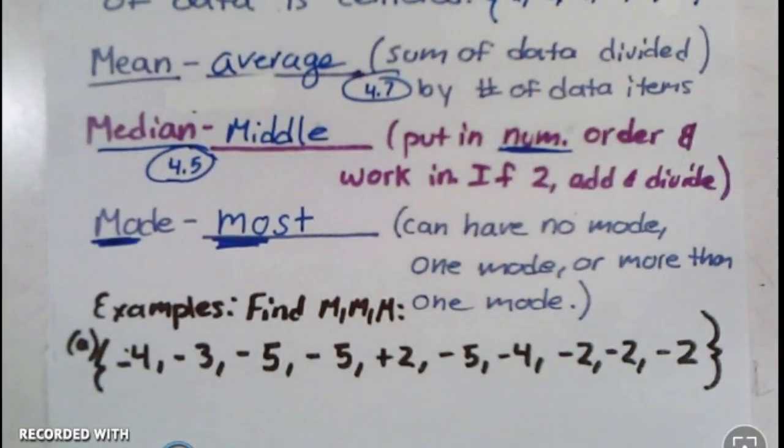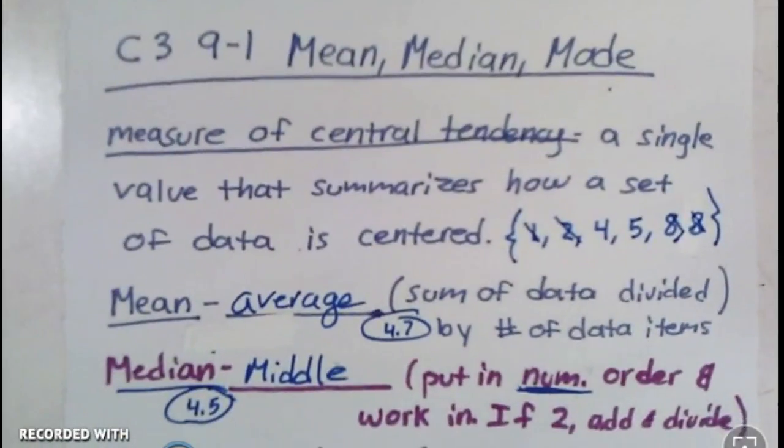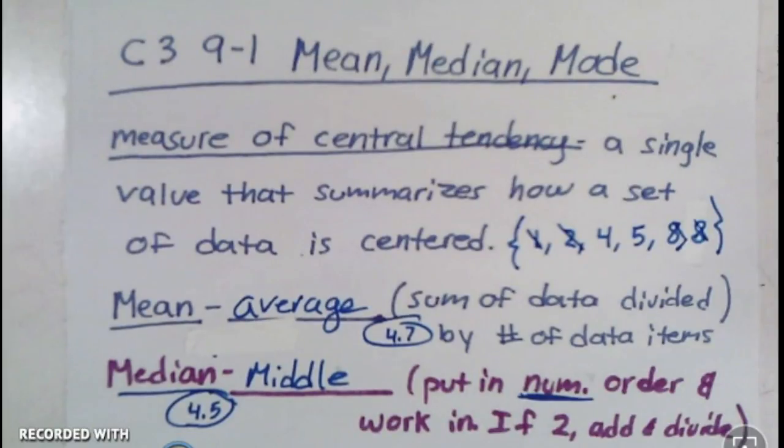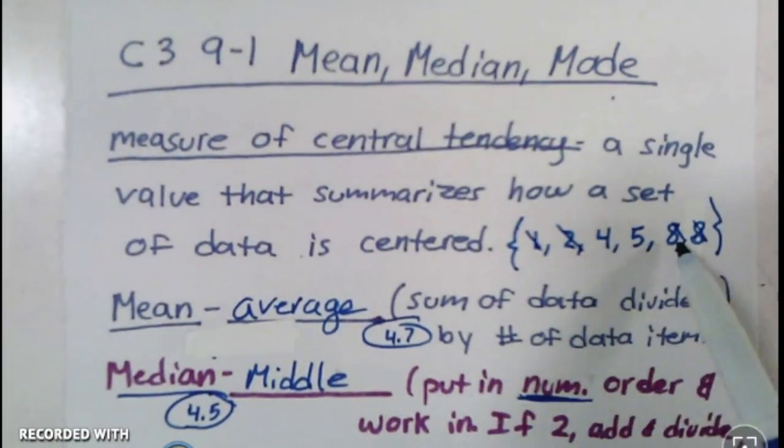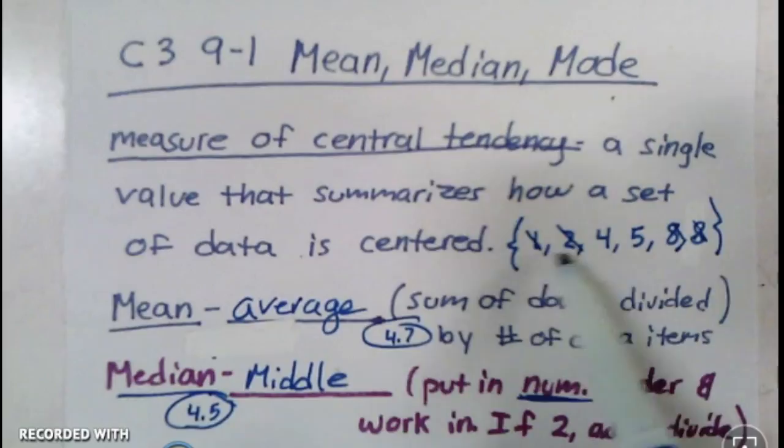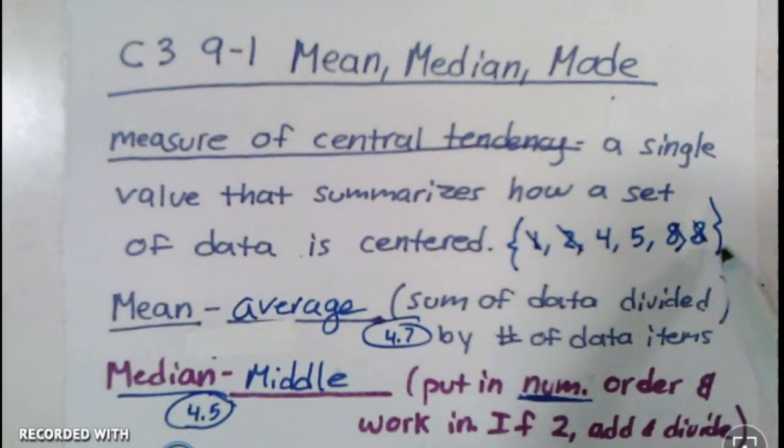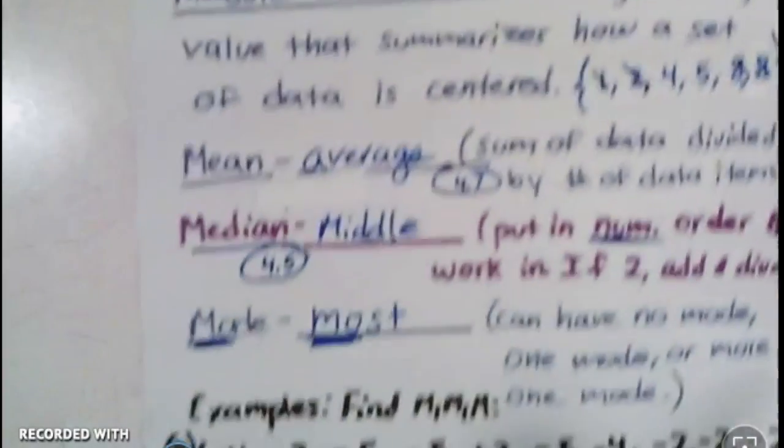And the thing about modes is that you might have one mode, like up here. Do I have any number that occurs more often than the others? Yeah, 8, right? 8 occurs 2 times. All these other numbers only occur once. So our mode would be 8.